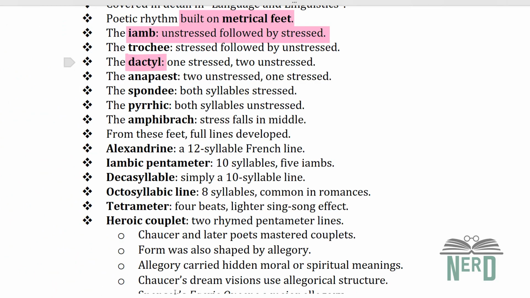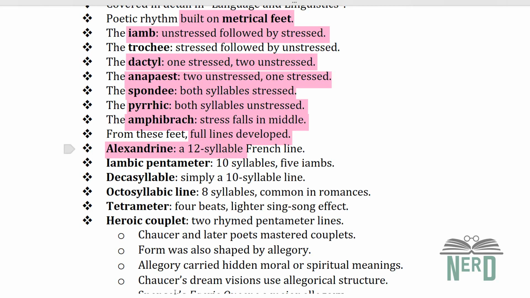We also see the dactyl, which is one stressed syllable followed by two unstressed, and the anapest, which is the reverse, two unstressed followed by a stressed syllable. Occasionally poets use the spondee, where both syllables are stressed, or the pyrrhic, where both are unstressed. And in some lines you may notice the amphibrach, where the stress falls in the middle and the syllables on either side remain light. From these feet, whole poetic lines were crafted.